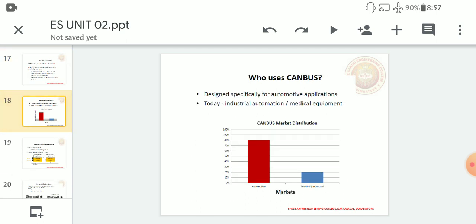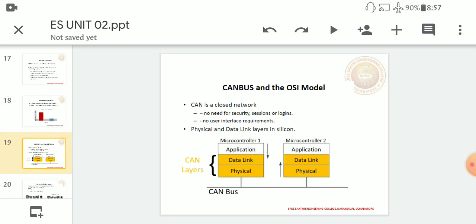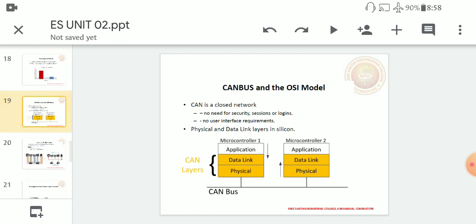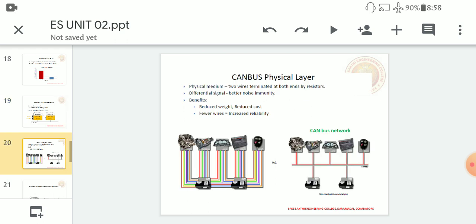Here is a chart illustrating the usage of CAN bus controllers in the automotive segments, medical and instrumentation. This is how the OSI layer model is designed, that is, how your data is transferred with the controller area network. Here we need no security sessions or logins. No user interface is required because the systems can manage themselves.